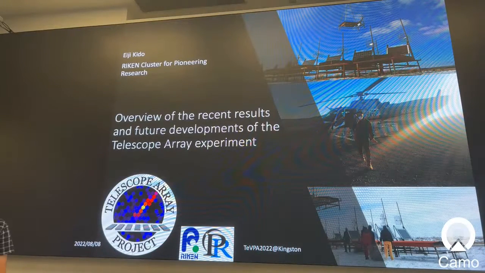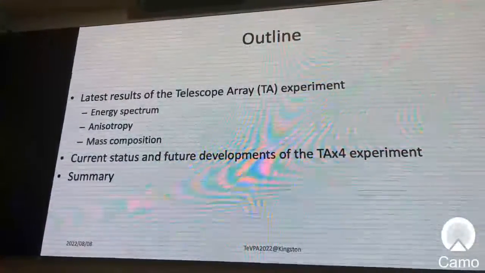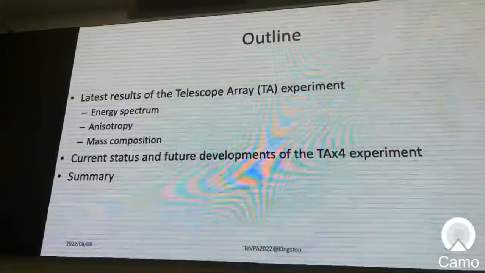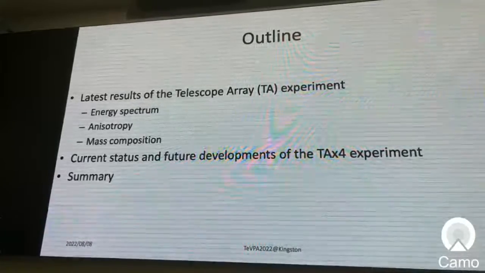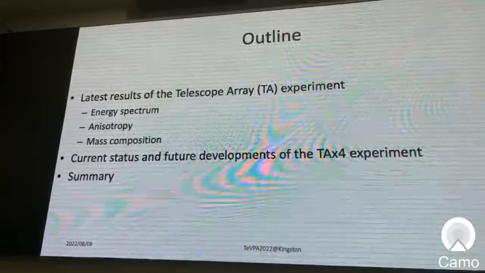Thank you very much for inviting. I'm happy to talk here. And I talk about an overview of the recent results and the future development of the Telescope Array experiment. And first, I talk about the latest results of the TA experiment. And here, I focus on the implications of anisotropy results.